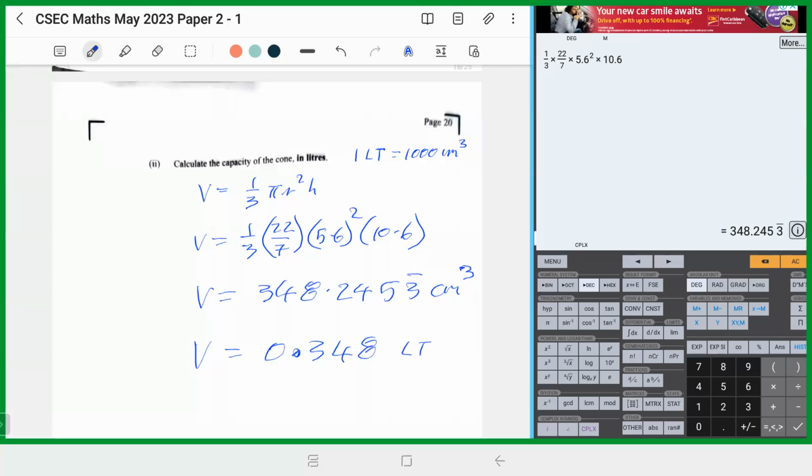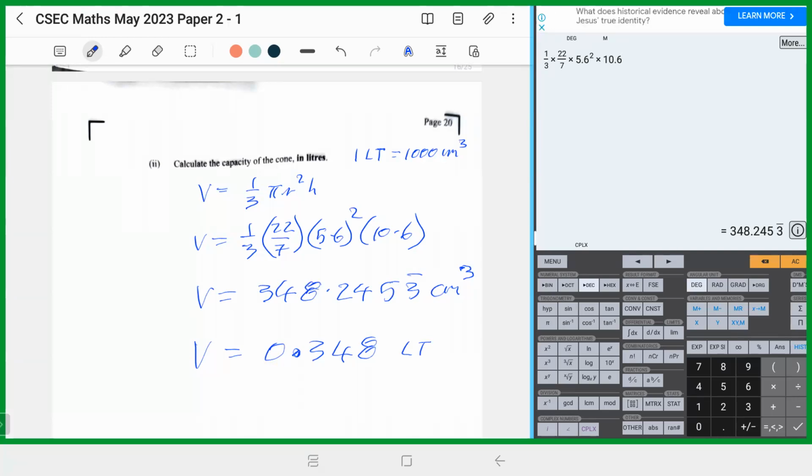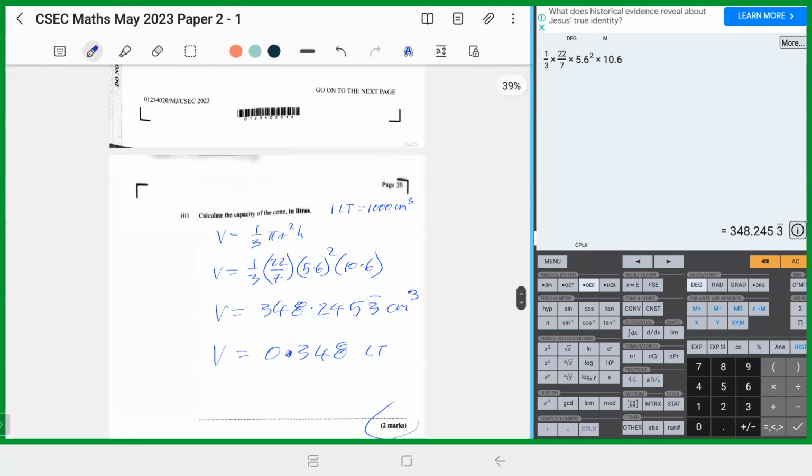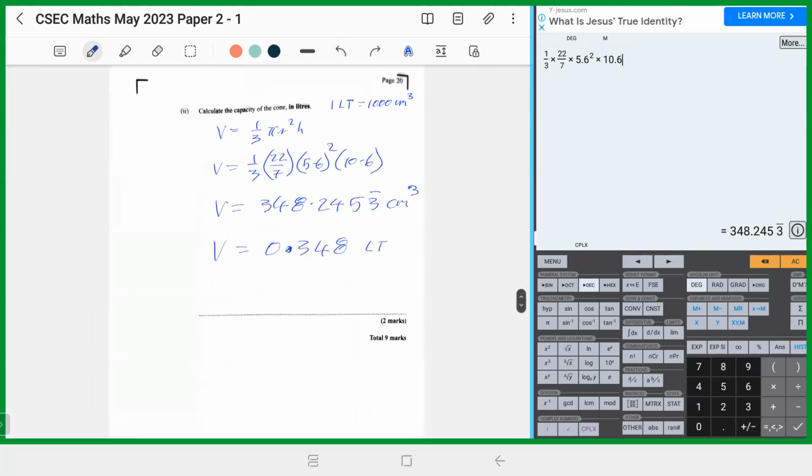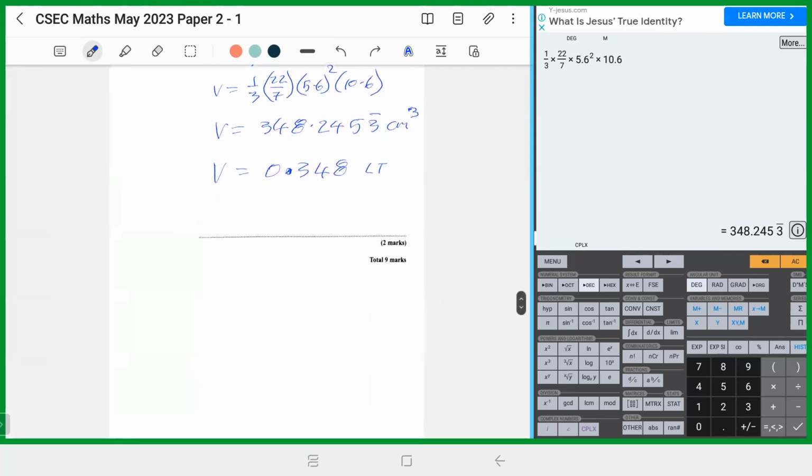That is it. All right. So one-third pi r squared h. Yeah, that is it. That finishes that question, 2 marks for that. And then we continue down here.